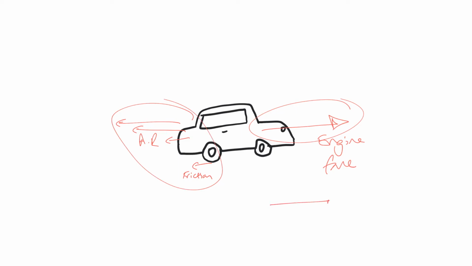And at that point, when the forward force from the engine equals the backward force caused by the air resistance and the friction, that's when you've got balanced forces and you've got a resultant force of 0 newtons. That doesn't mean the object stopped, it just means it's no longer changing velocity, it's moving at a constant speed.